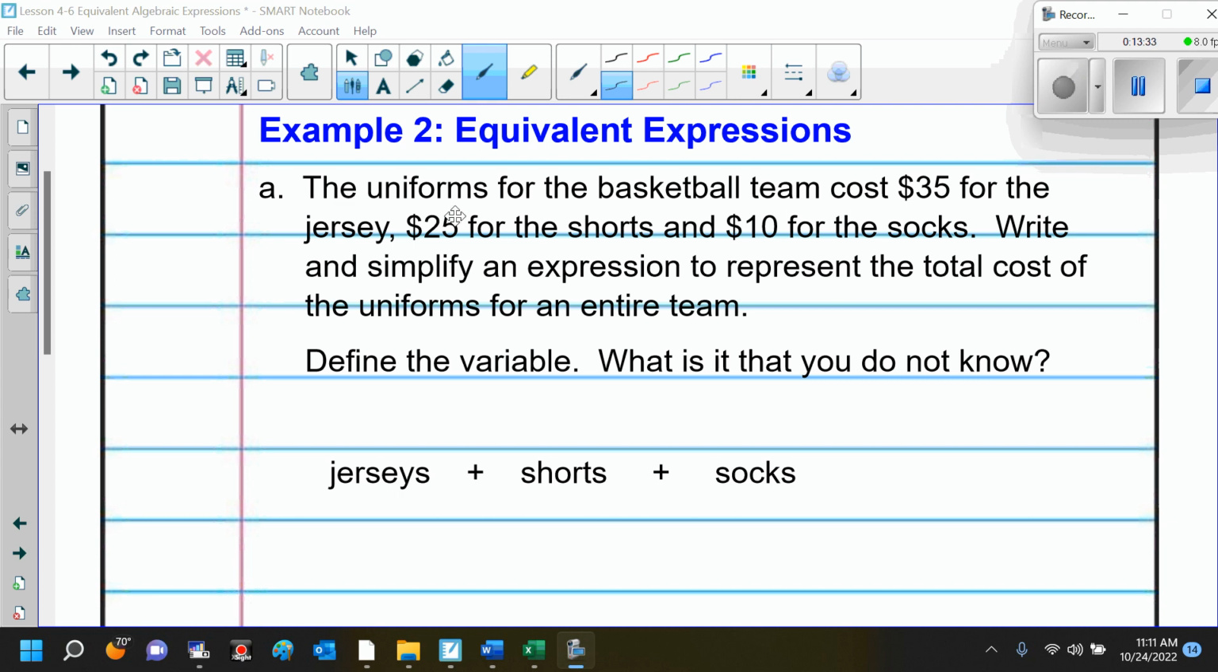It says, the uniforms for the basketball team cost $35 for the jersey, $25 for the shorts, and $10 for the socks. We want to write and simplify an expression to represent the total cost of the uniforms for the entire team. Now, I do want to let you know that in your homework, they give you the expression. I changed this problem so that you had to write it because I want you to practice writing expressions also. Okay? So first, what is the important information here?